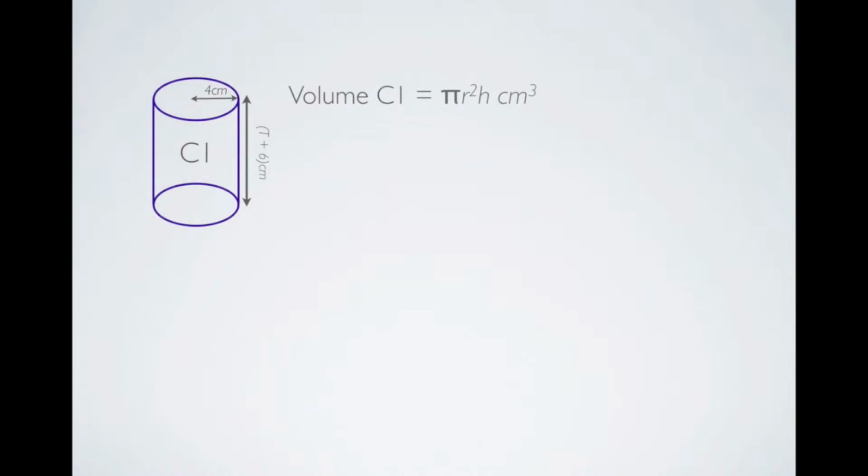The first thing that we're going to look at is the volume of C1. We know that the volume of a cylinder is given by pi r squared h, which in this case is pi times 4 squared times t plus 6, but since t equals 3 from question 1, t plus 6 is simply 9 centimeters. So the volume is actually pi times 16 times 9, which is 144 pi centimeters cubed.